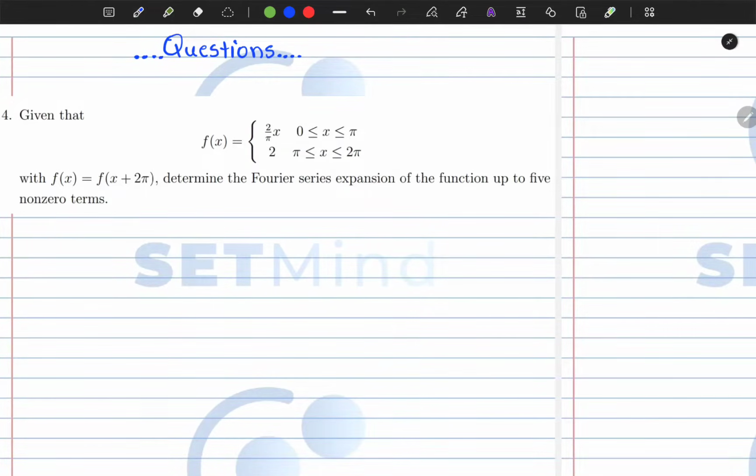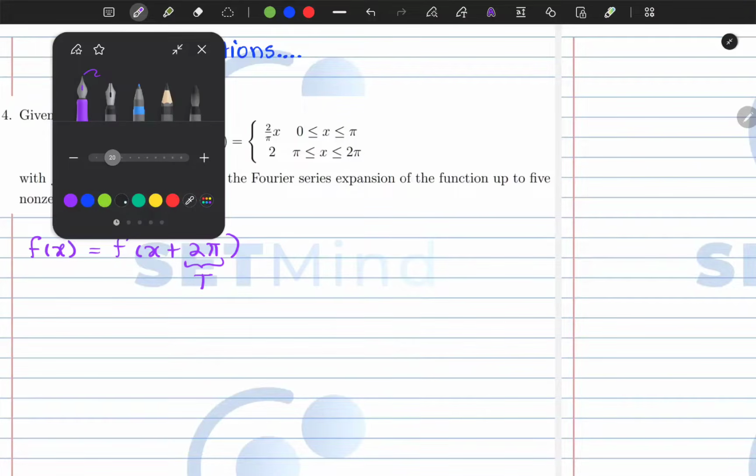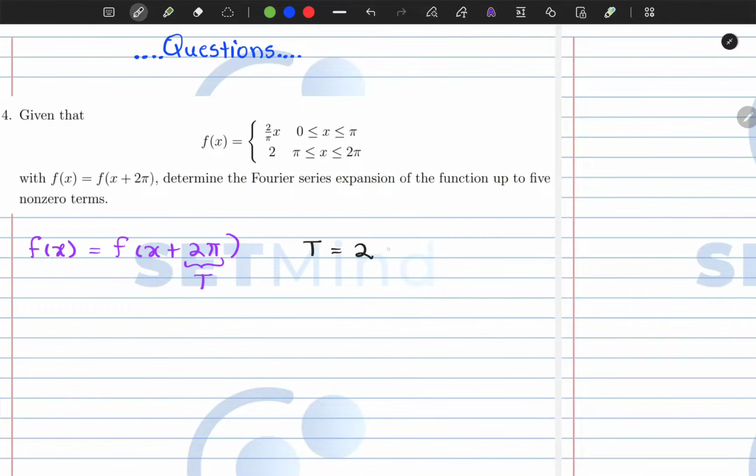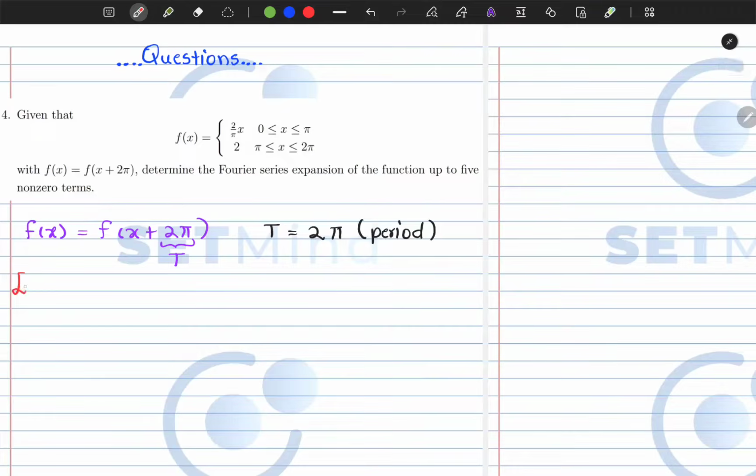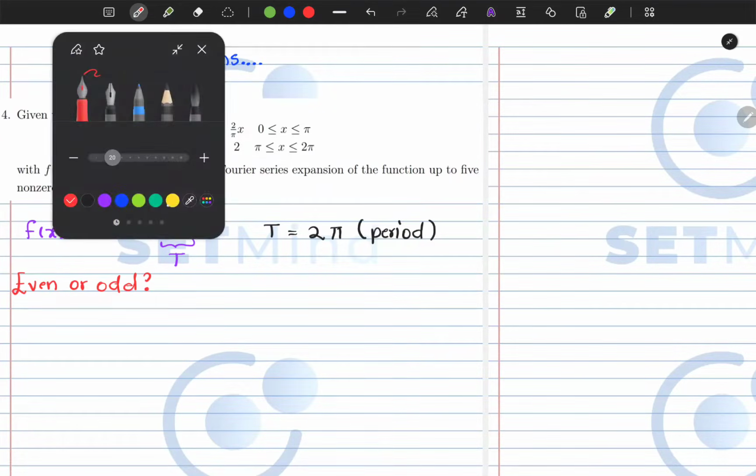So if you look at this problem, the easiest thing to spot here is the period. If you observe carefully, we are given that f of x is the same as f of x plus 2 pi. And we know that it's only the period that could allow you to achieve such. So this means that we have established that our period is 2 pi. So what might be useful for us to determine first is to just quickly establish, is this function even or odd? To some of you, it might be obvious that this function will be neither.